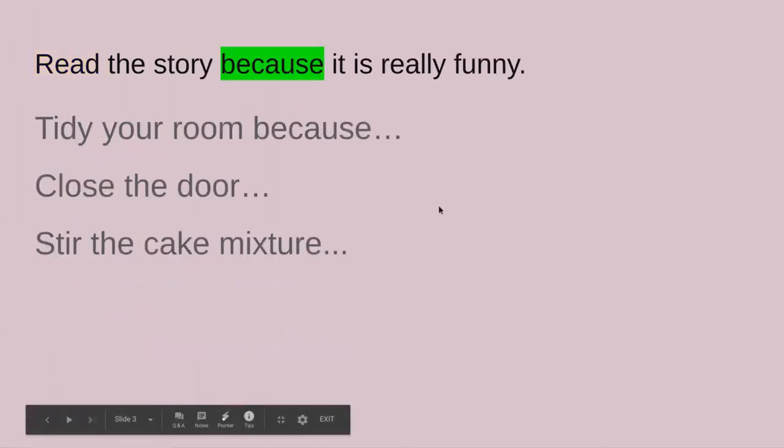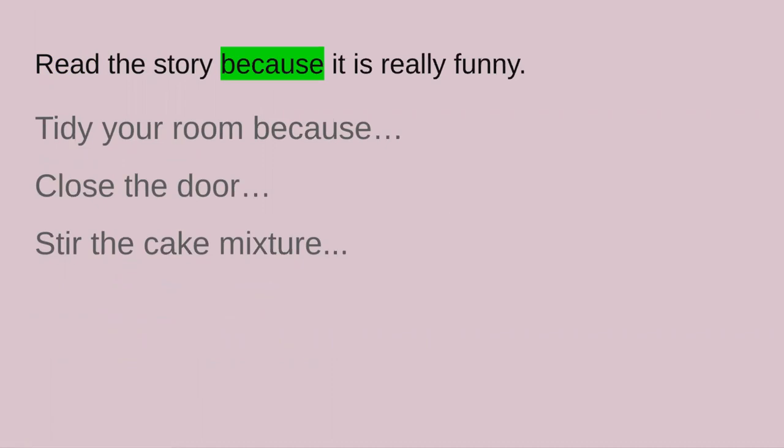Your next task, look at these sentences and see if you can add the word because. So we start with the sentence, read the story because it is really funny. See if you can finish this sentence. Tidy your room because. Why would you need to tidy your room? Then this one, and I've missed out that very important word, and let's see if you can remember to use it. Close the door. Why? And lastly, stir the cake mixture. And can you finish the sentence?